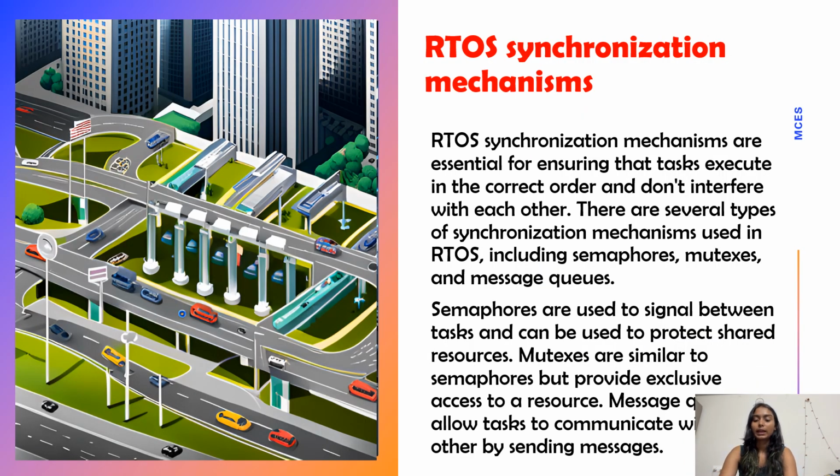RTOS synchronization mechanisms are essential for ensuring that tasks execute in the correct order and don't interfere with each other. There are several types of synchronization mechanisms used in RTOS, including semaphores, mutexes, and message queues. Semaphores are used to signal between tasks and can be used to protect shared resources. Mutexes are similar to semaphores but provide exclusive access to a resource. Message queues allow tasks to communicate with each other by sending messages.